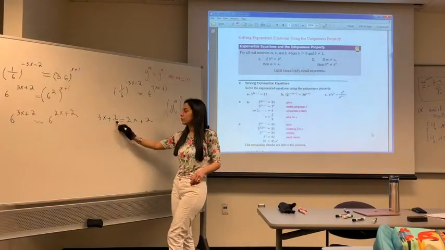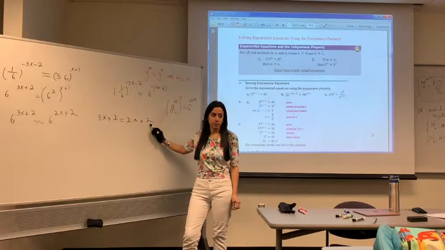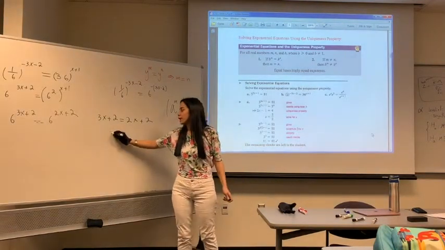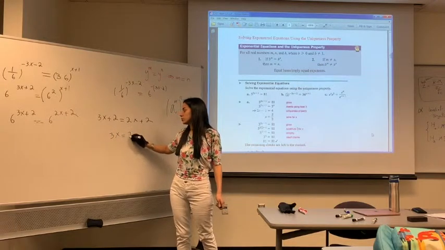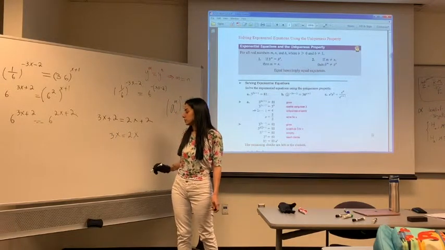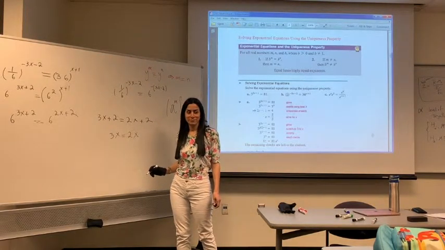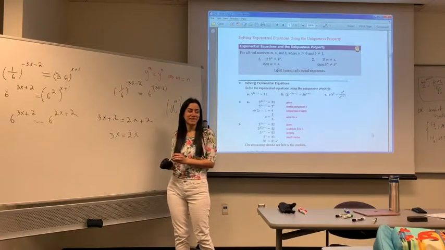Can I cancel 2 from both sides? Yeah, because it's similar, right? So 3x is equal to 2x. How do we solve it? It's x equals 2 over 3.